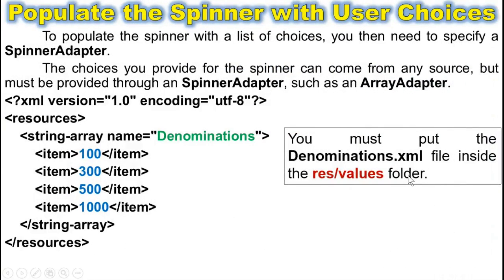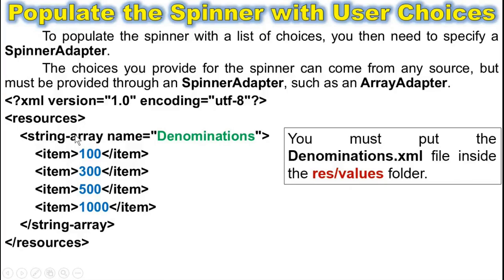To populate the spinner with a list of choices, you then need to specify a spinner adapter. The choices you provide for the spinner can come from any source, but must be provided through a spinner adapter, such as an array adapter or a string array.